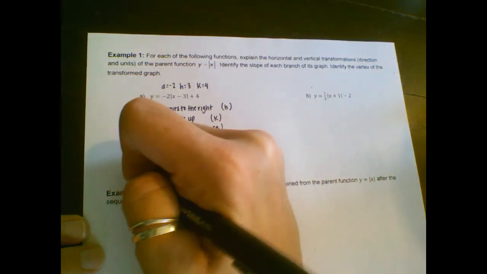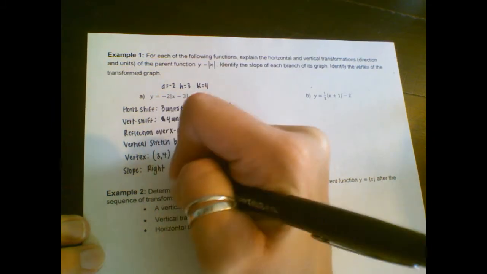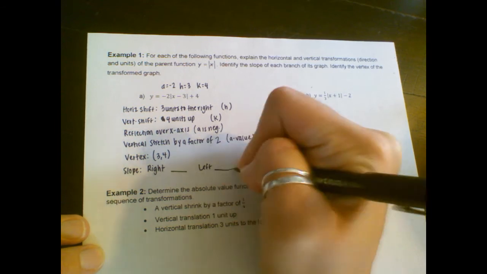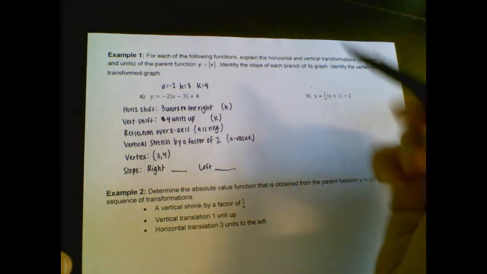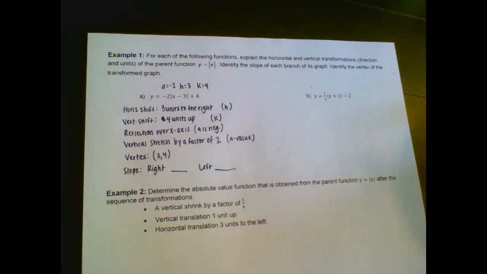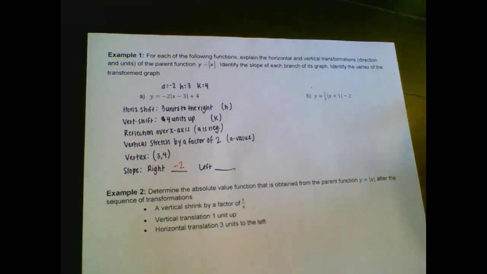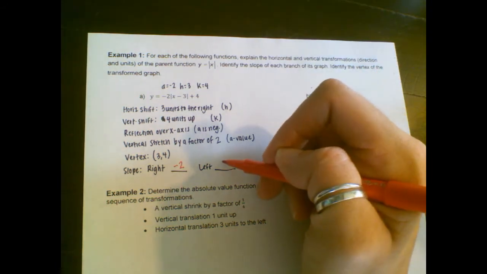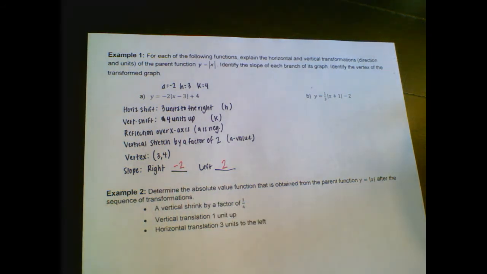And then the last thing that we want to talk about is the slope. So we want to take the slope of the right branch and the left branch. And we made a connection between the slope and the A value. The slope is actually always going to be the A value, and that's going to be the slope of the right branch. So since our A value here is -2, that's going to be the slope of my right branch. And the slope of the left branch is also going to be 2, but it's going to be a +2 because we said that they always come in pairs. One's going to be negative, one's going to be positive. It just depends on which way the graph is actually facing.